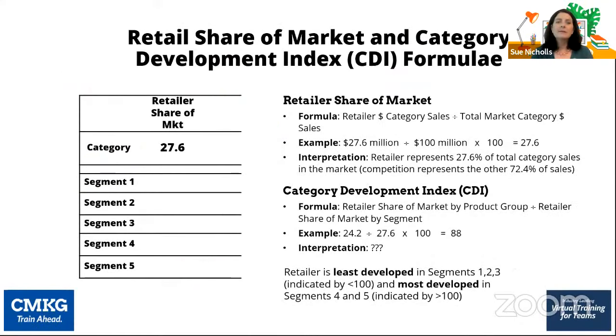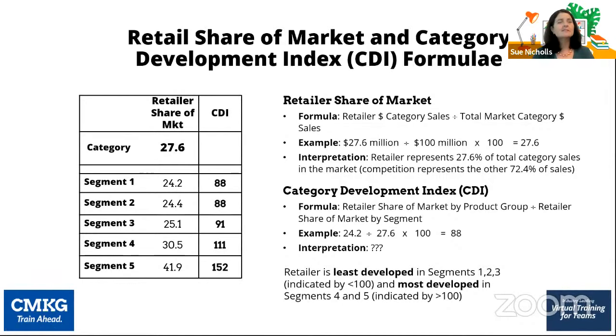So the retailer, I talked about this already, where their share of market. I've got the formulas over on the right-hand side in case you don't understand these, but the retailer does 27.6% of the total pasta in this example in the marketplace. And then you can see what share of market they represent of each of these different segments. So in segment 1, they do 24.2% of the business and so on. So by doing a category development index, like I showed you on the previous page, you can see the corresponding numbers that I showed you previously.